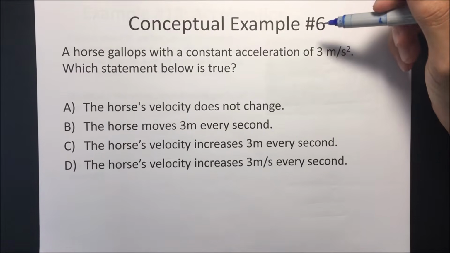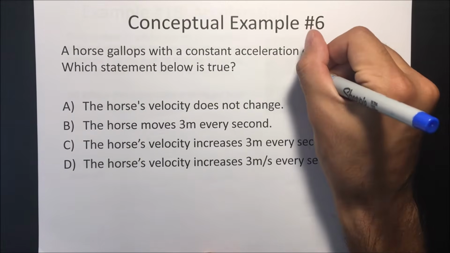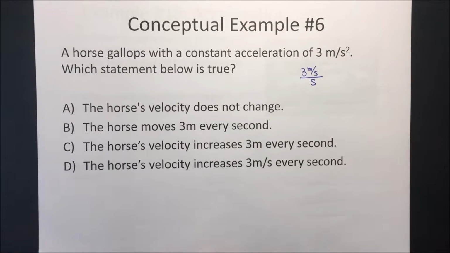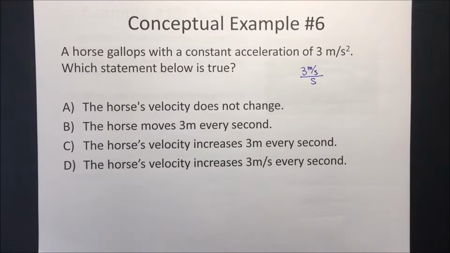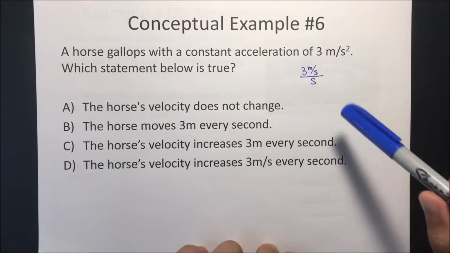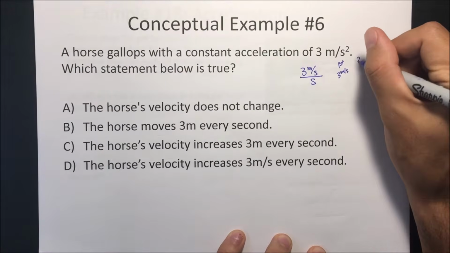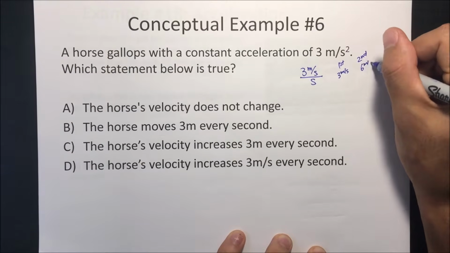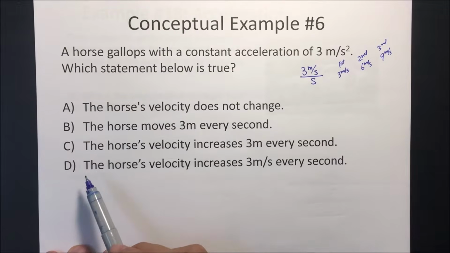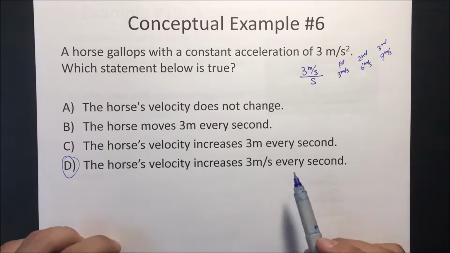So this is a strange thing. Accelerating 3 meters per second squared. Another way of looking at this is 3 meters per second per second. What this means is every second it's going to be getting faster by 3 meters per second. So the first second it's going 3 meters per second, the second second it's going 6 meters per second, the third second 9 meters per second, and so on. So the horse's velocity increases 3 meters per second every second.